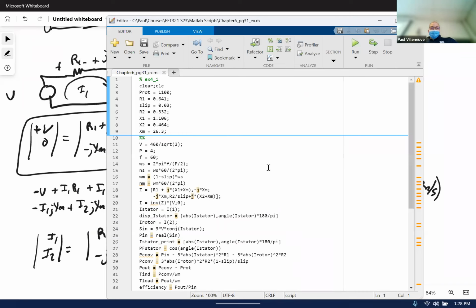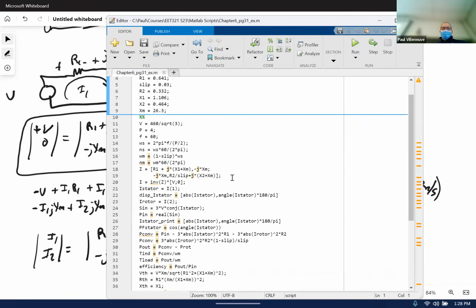That's what I've got here. Here's my voltage, 460 divided by square root of 3 at an angle of 0. I gave you my N sub S, N sub M. Look at my Z matrix. Isn't that our Z matrix we just developed? So I entered in my values here, including my voltage, and if I needed to, my number of poles and my frequency, and then everything else up to efficiency, which is really what I want to get, is going to be determined from here.